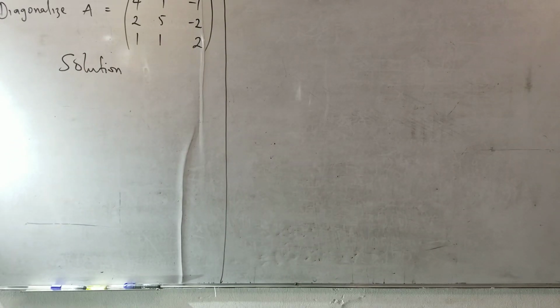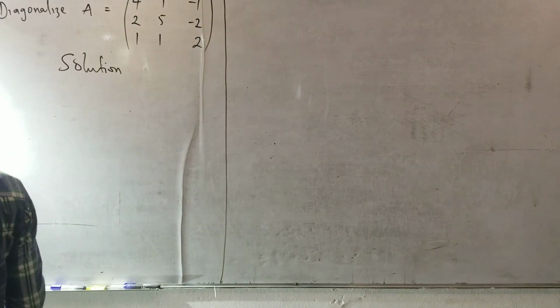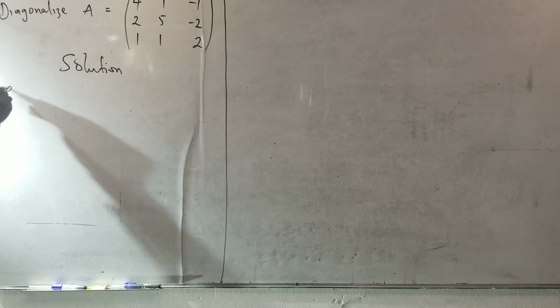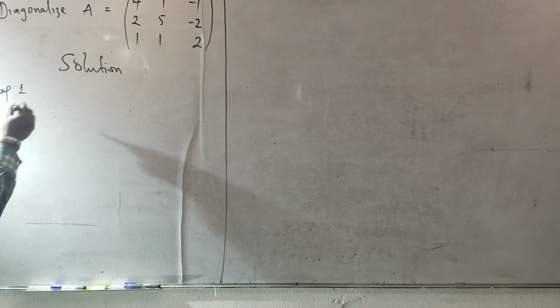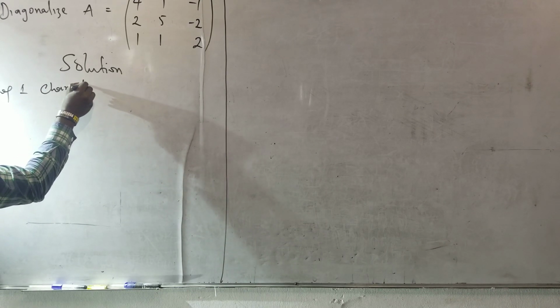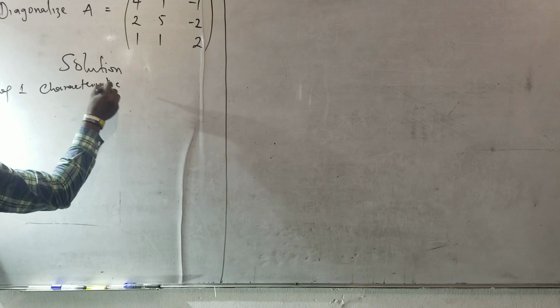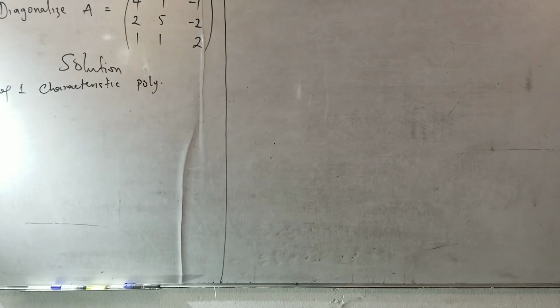Now, the first thing you need to know about this question is that it's a very simple question. There are two ways of getting our characteristic polynomial. That is step one. Step one, you get your what? Characteristic polynomial. Now, characteristic polynomial, how do I get it? That is the next thing I need to ask myself. How do I get the characteristic polynomial?